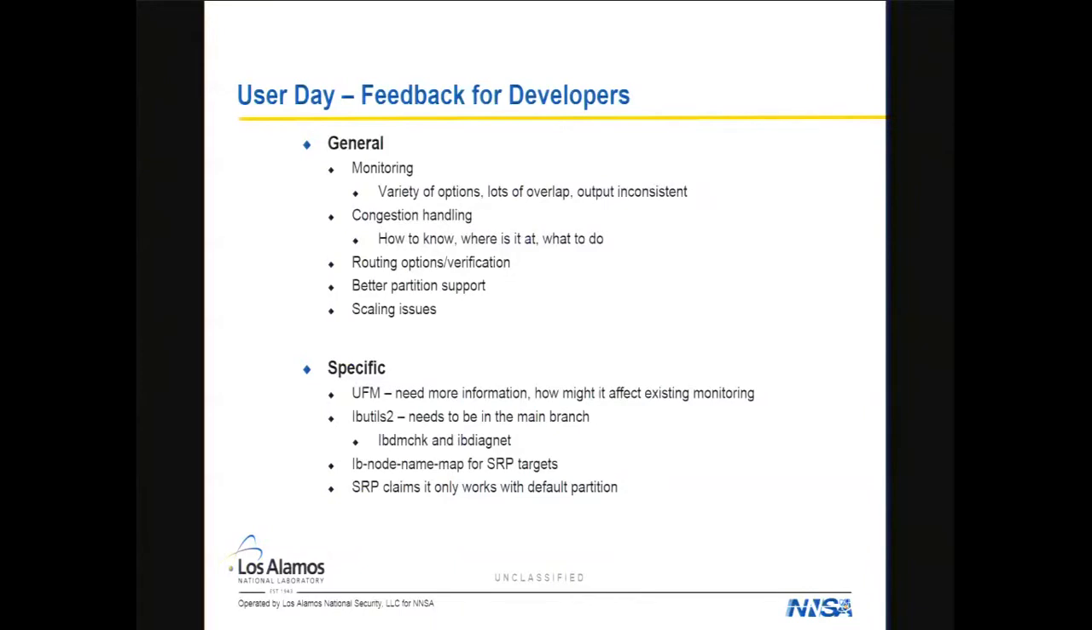And then two more about that were related to storage networks. It appears, at least to those of us in the room, unless there's something we don't know about, that SRP targets don't have an easy way to give them a recognizable name, like an IB node name map type of functionality. That was brought out, as well as the documentation claiming that SRP only works with the default partition. I think there was a little bit of testing that someone had done, and they weren't sure. So that was another concern. So that's some of the feedback from the users to the developers.